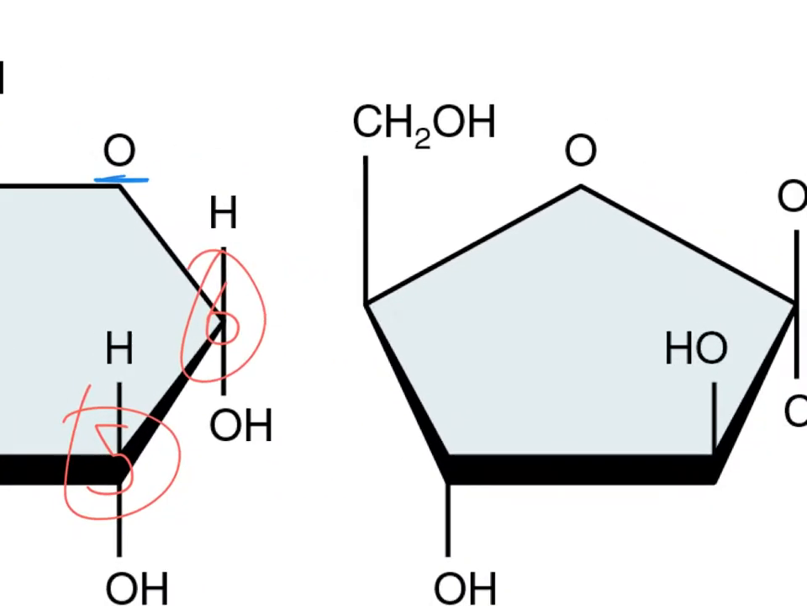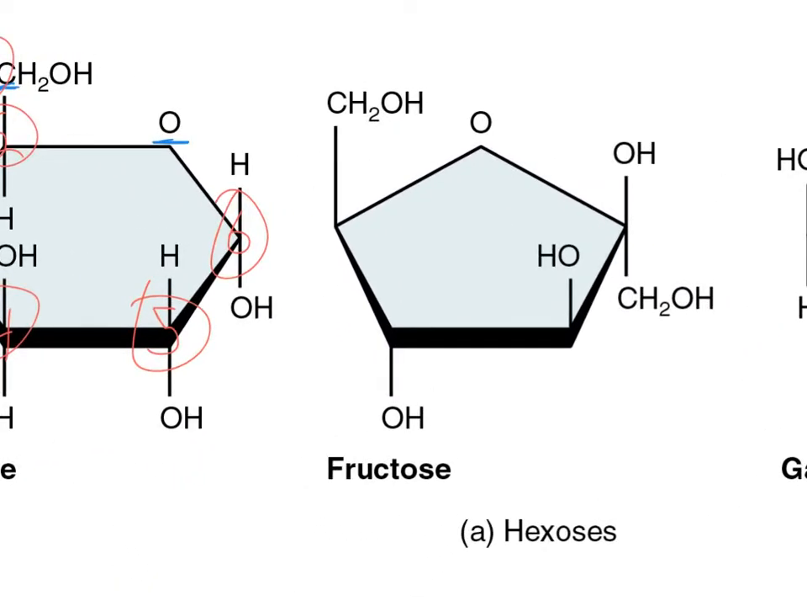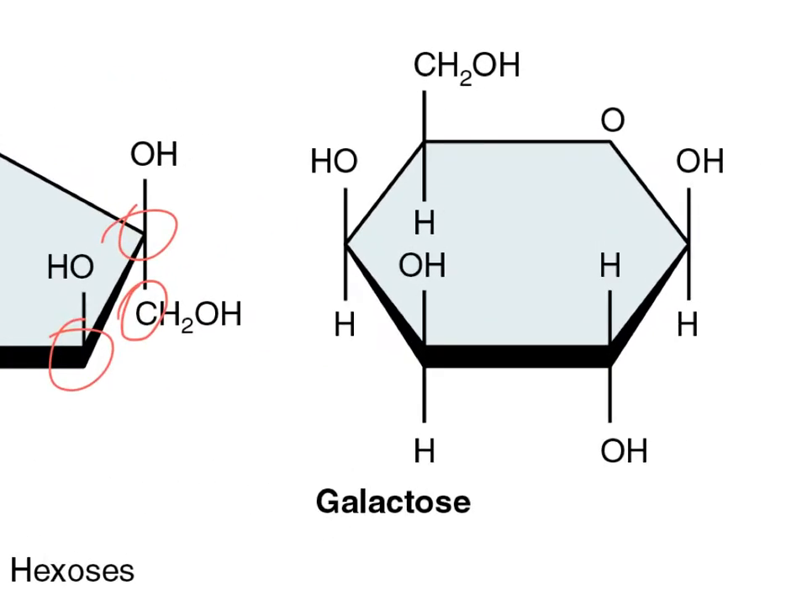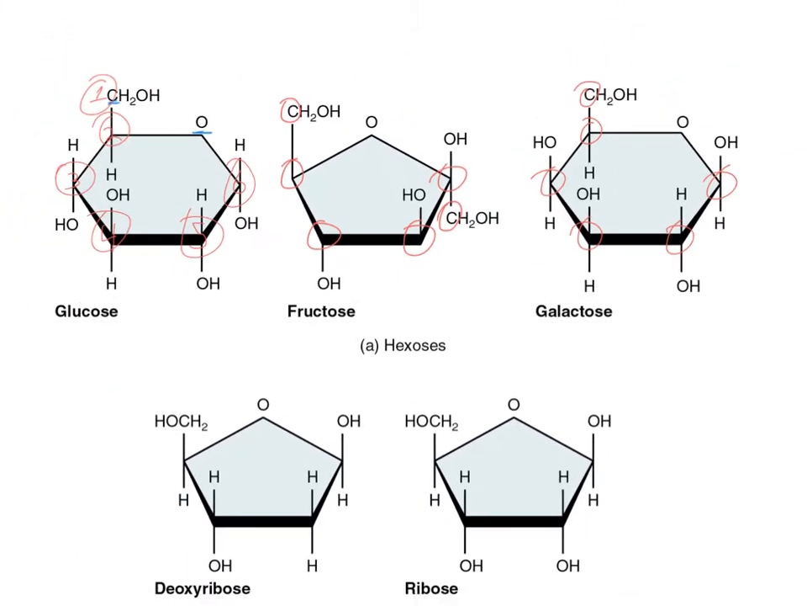Let's look at the next one. Okay, it's a little different shape. It looks like a pentagon, but let's count the number of carbons. 1, 2, 3, 4, 5, 6. It's still got 6 carbons. Let's do the last one. 1, 2, 3, 4, 5, and 6. So these are the 3 hexose monosaccharides. And why do we call them hexose? Because they have 6 carbons.